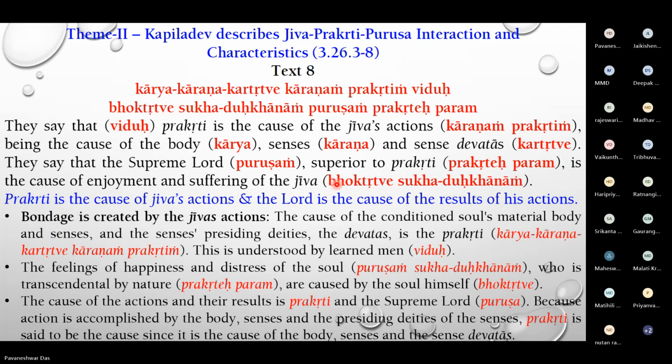They are the supervisor. Under their supervision, activities are being done by the senses. The instruments are the 14 subtle senses. The devatas are karta, the instruments are karana, and the body through which activity is being done is karya. The place of activity, the field, where the work gets accomplished. Karya means gross body. Karana means subtle body. Kartrutva means all the devatas.